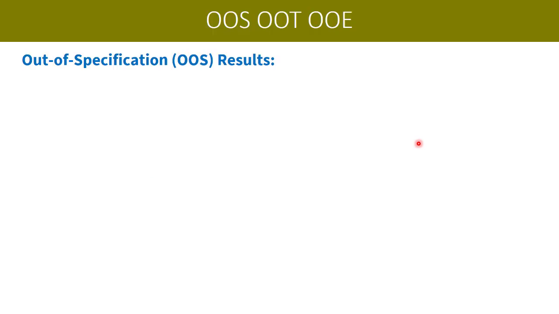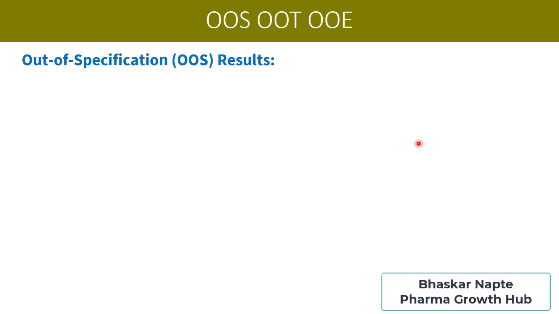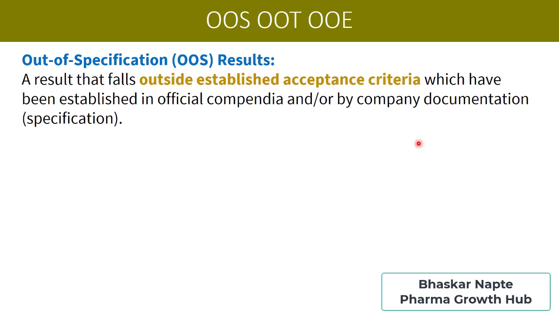And let us first understand what is meant by out of specification result. And here is the definition. A result that falls outside established acceptance criteria which have been established in official compendia and or by company documentation such as specification.